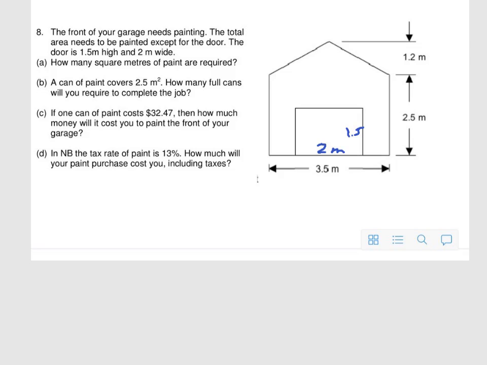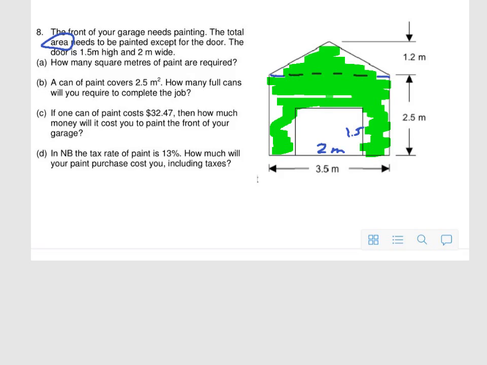The first rule for finding area, which it doesn't really say directly, but it does actually, is that when you're trying to paint something, you want to cover it. I'm going to separate my diagram into figures that I can find the area of. So we're going to find the area of the triangle on the top. We're going to find the area of the bottom, but we're going to take away the door because you're not going to paint the door. So you're going to have to figure out how to find the area of all of the green, but not the white door.